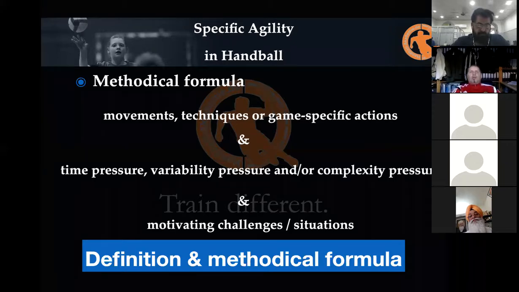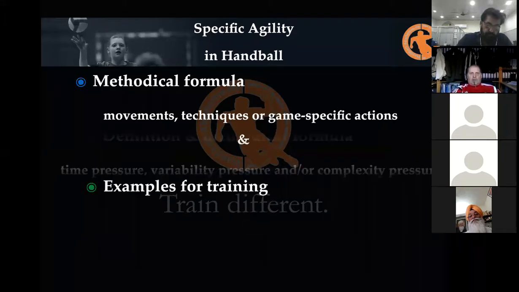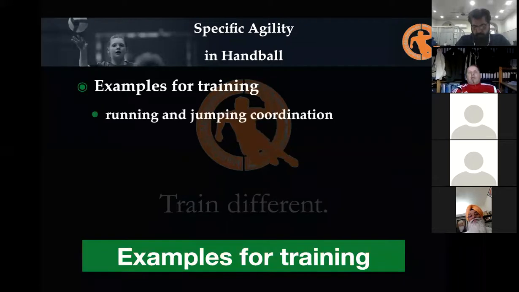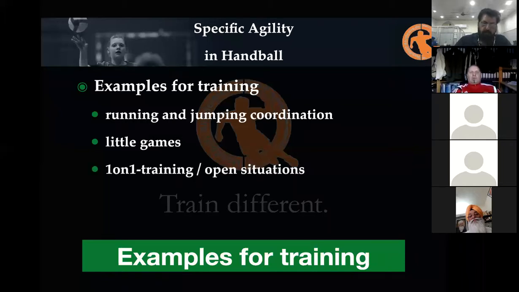And now we transfer this methodical formula into examples for training. It's quite interesting to see how we can transfer this idea into the different types of training. We have running and jumping coordination, and this must be worked out under the idea of agility. We have little games, and again, in that way, we can introduce this idea. We have the one-on-one training and so-called open situations. You will find an example for this coming soon.